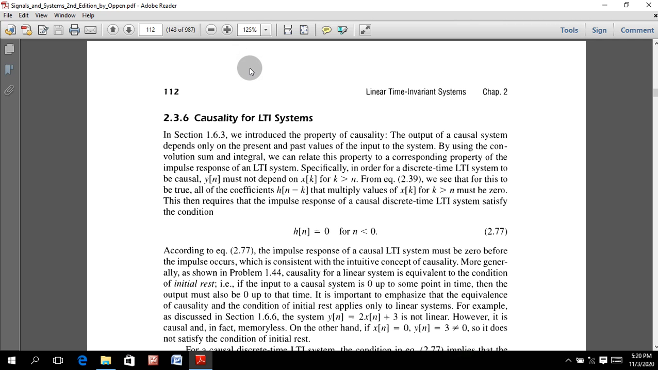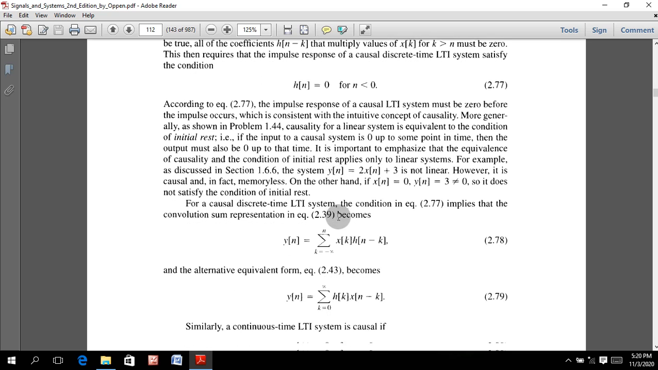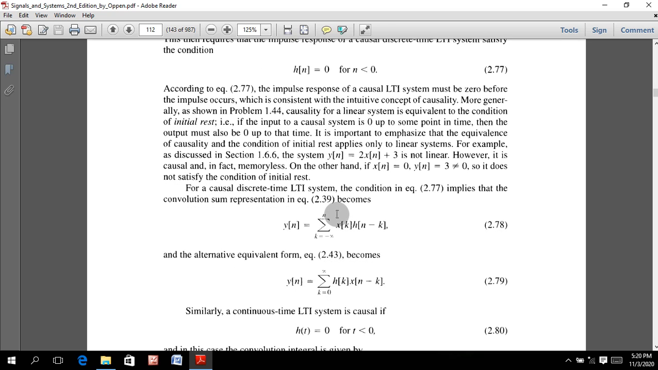So what we have discussed in the previous lectures, we are going to continue with that understanding. Now we are going to discuss the causality and the stability of the LTI system. We have already discussed what a causal signal is and what a non-causal signal is, and it is very similar here in the case of causality of an LTI system. Now we will go directly to the mathematical representation.